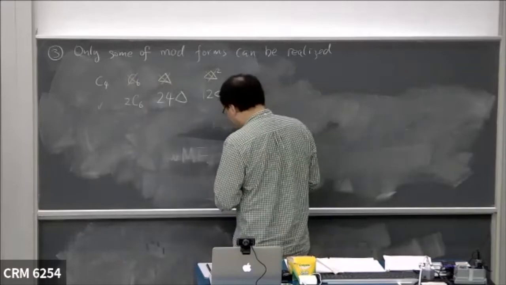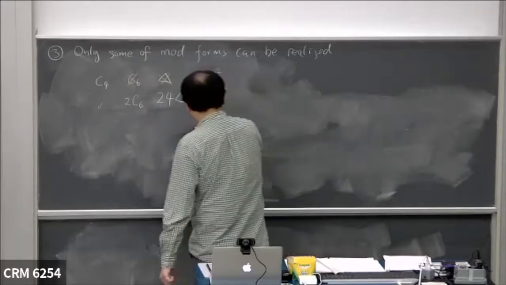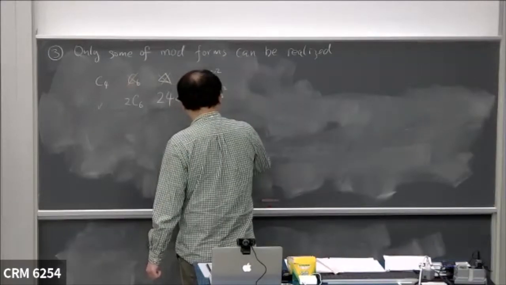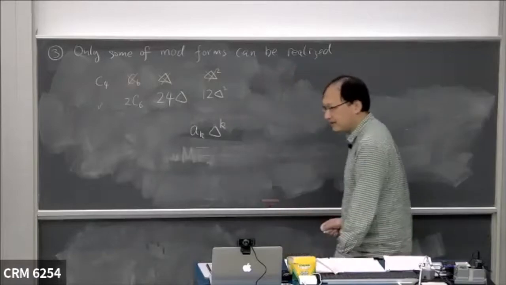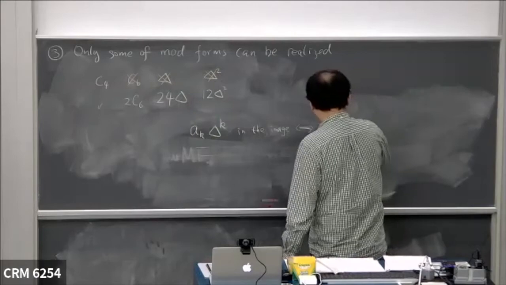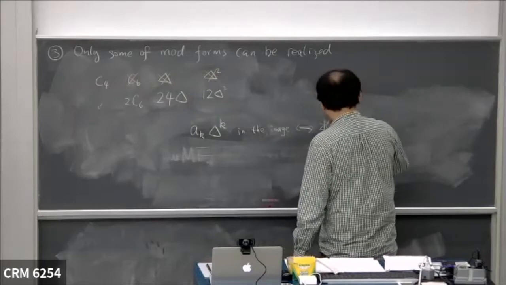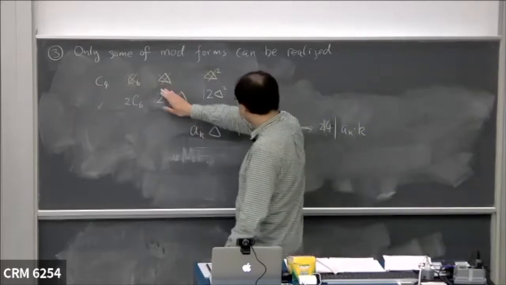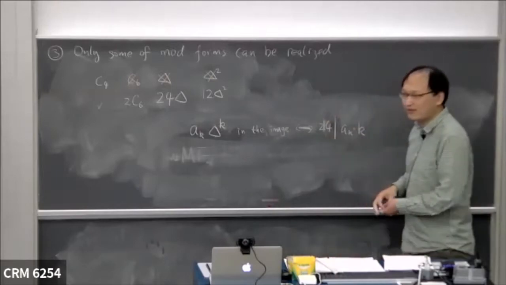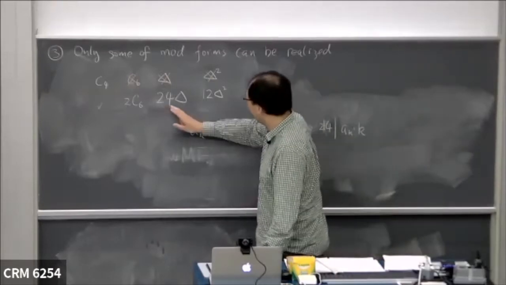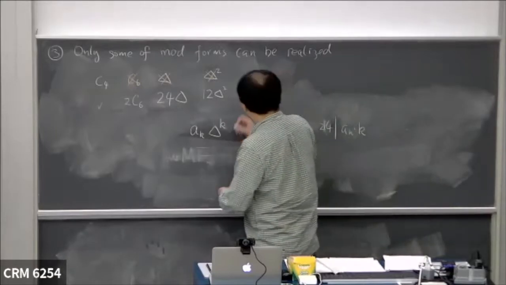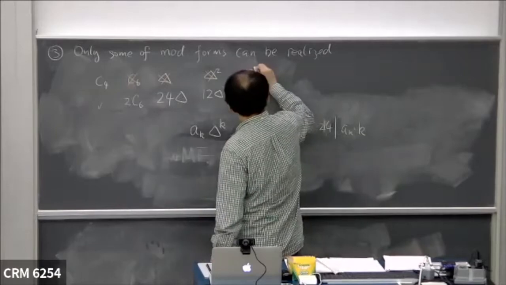The general rule is that if you want a_k times delta to the k to be in the image, you must have 24 divide a_k times k. So delta will not be allowed because, well, if you take 1 as a coefficient, then 24 will not divide that. But then if you take 24 times this, then it's allowed. So you can check that. Using this rule, you can predict what's going to happen.